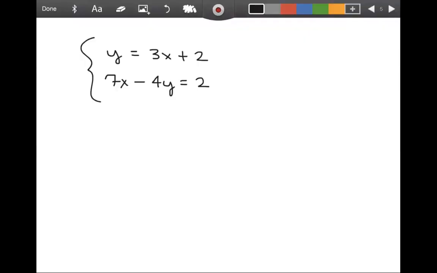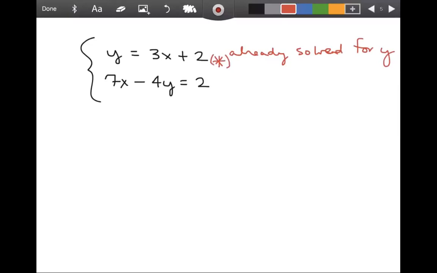All right, so I decided to start with this example because I think it's the easiest. We have y equals 3x plus 2 and 7x minus 4y equals 2. The reason I'm starting with this example is because the first equation is already solved for y. So that's like the best case scenario. All right, so since that equation is already solved for a variable, I'm going to label that equation with a star, and we will come back to that later.